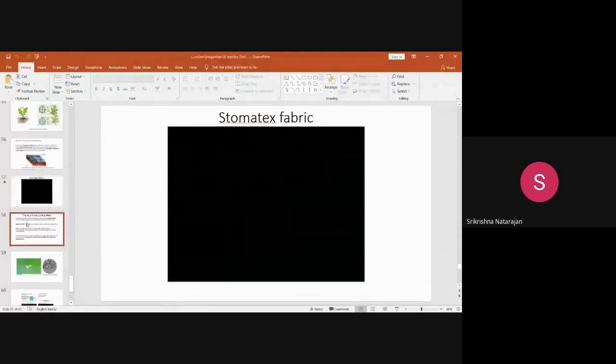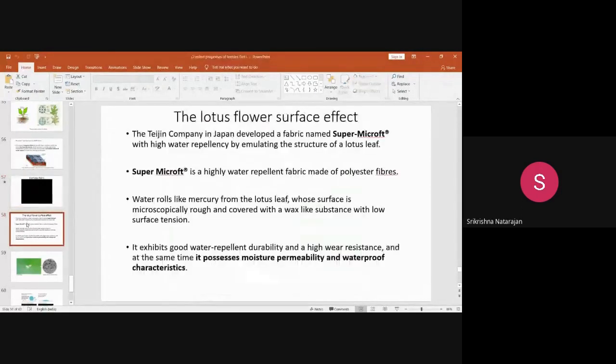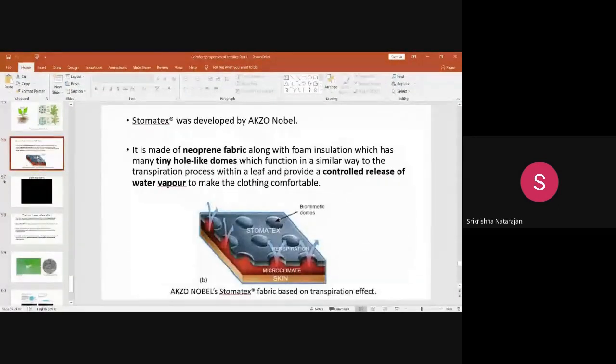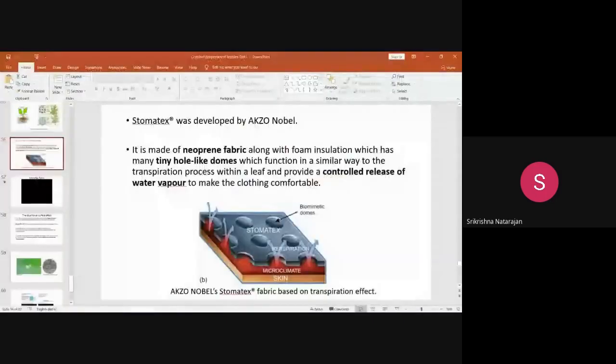I hope you have enjoyed this video. So this Stomatex fabric, as you have seen, contains two layers. One is the foam insulation and another is the neoprene fabric, which contains the domes. When a person is doing any high activity, whatever sweat is released will penetrate inside these domes, but not through the other points. Only through the domes will the sweat go.